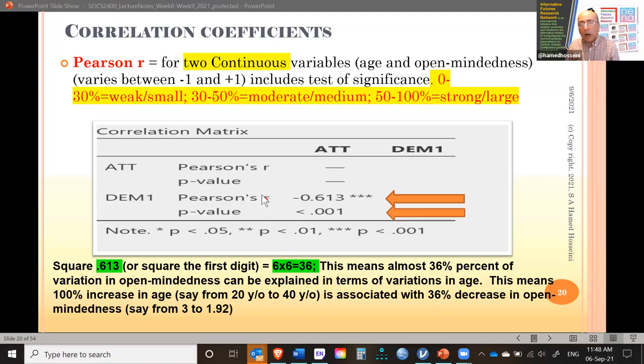Now, the Pearson R, I'll show you later how to do this. The Pearson R is negative 60% or negative 0.613. Okay, and so it's negative and it's strong. Look, it sits here, strong or large. It's more than 50%, so more than 0.5. And it's negative. That means with an increase in age, we have a decrease: a negative relationship. Increase in age, decrease in open-mindedness.